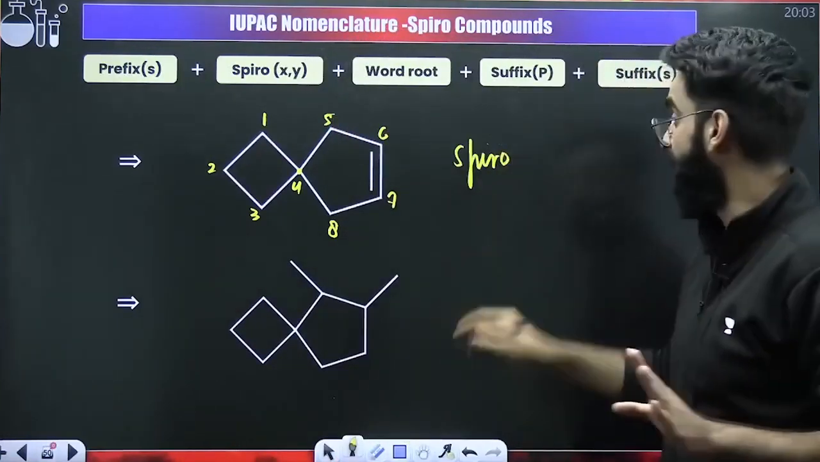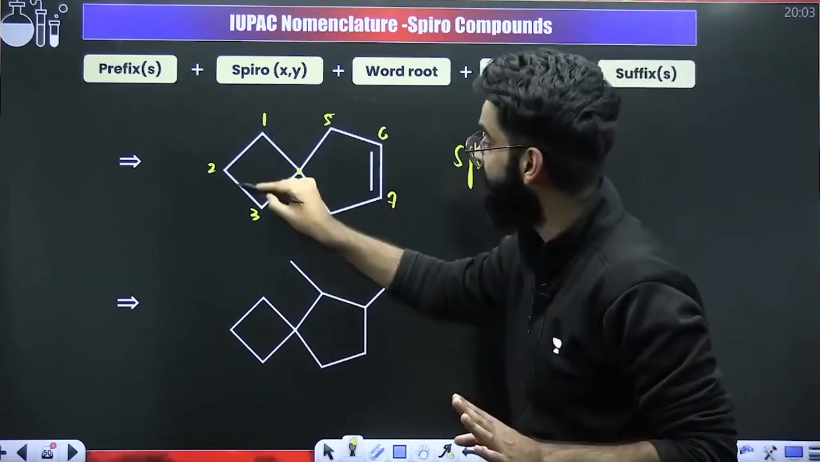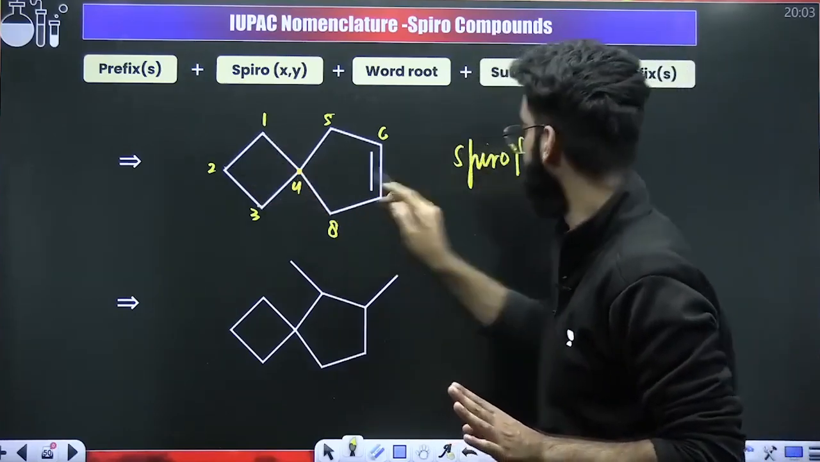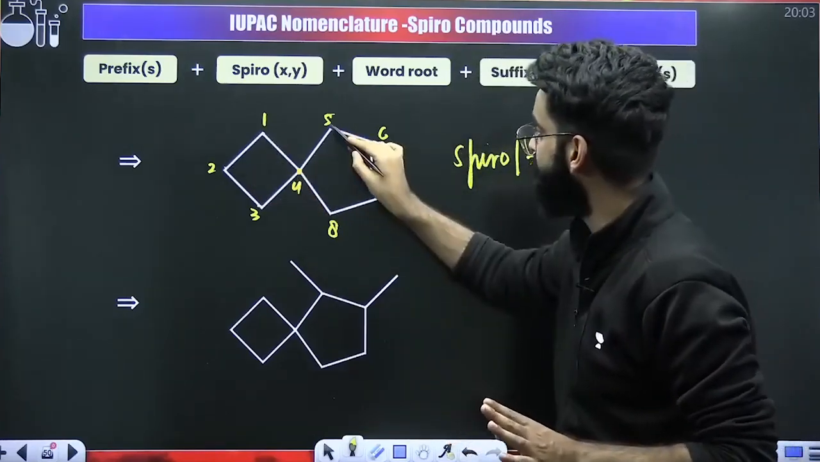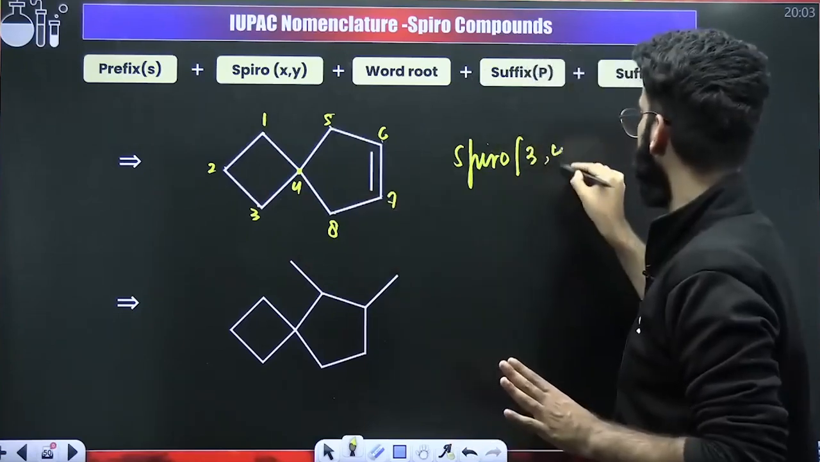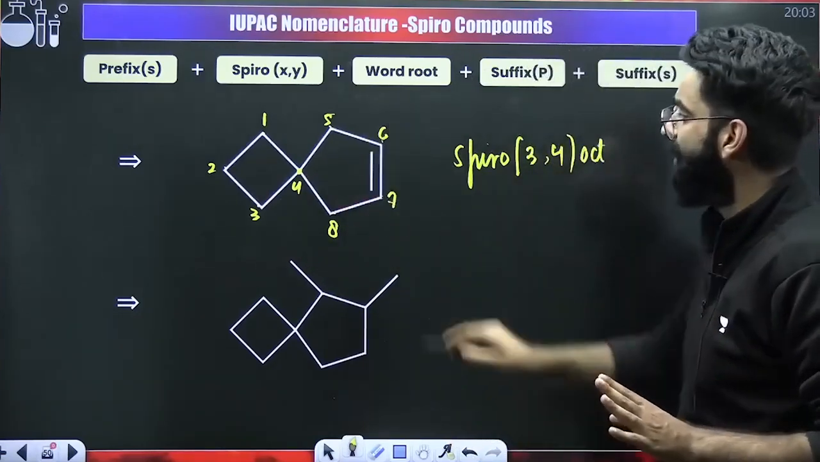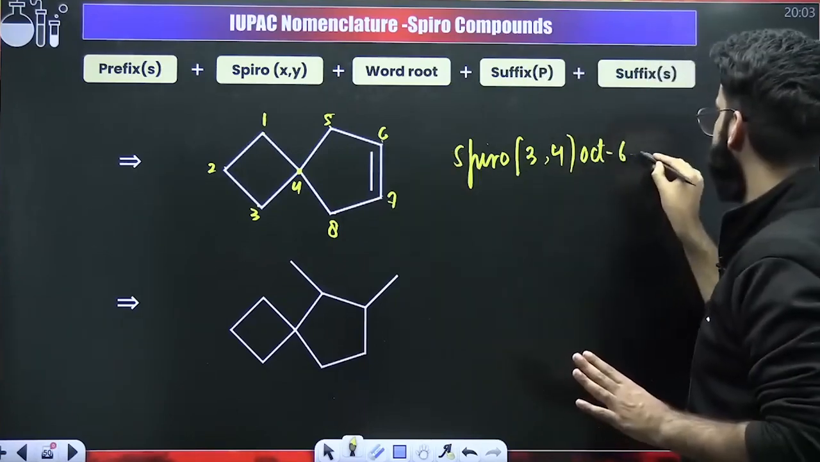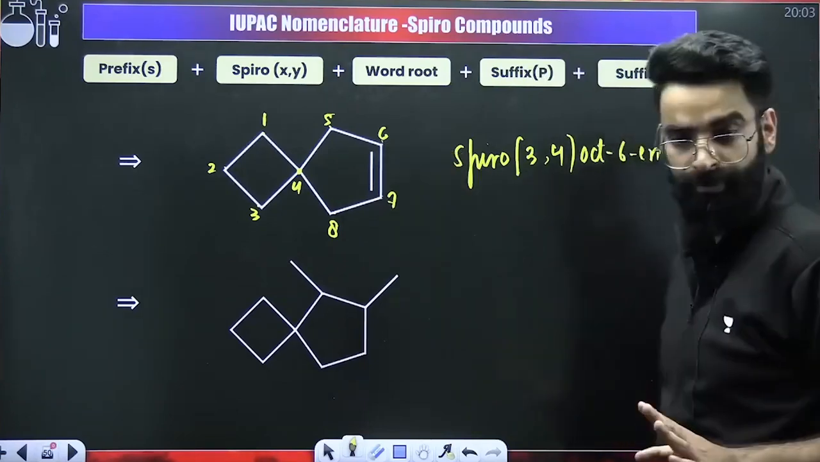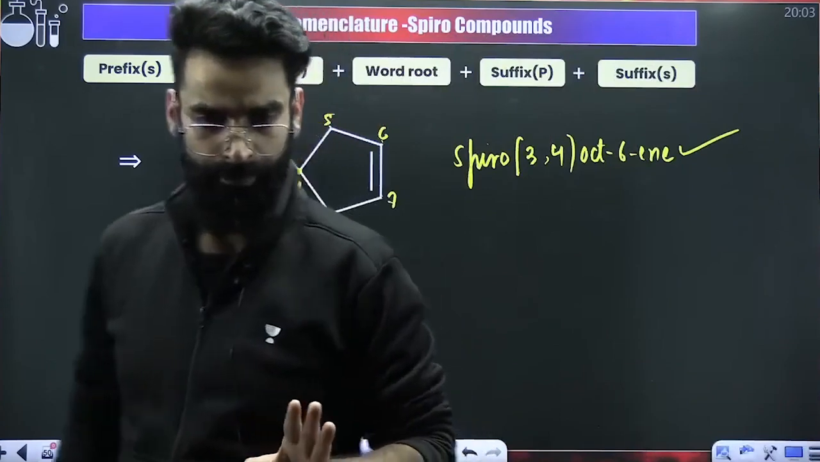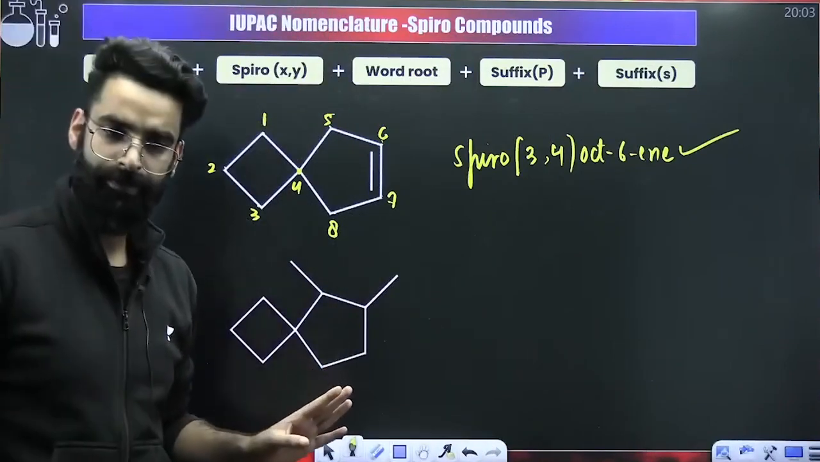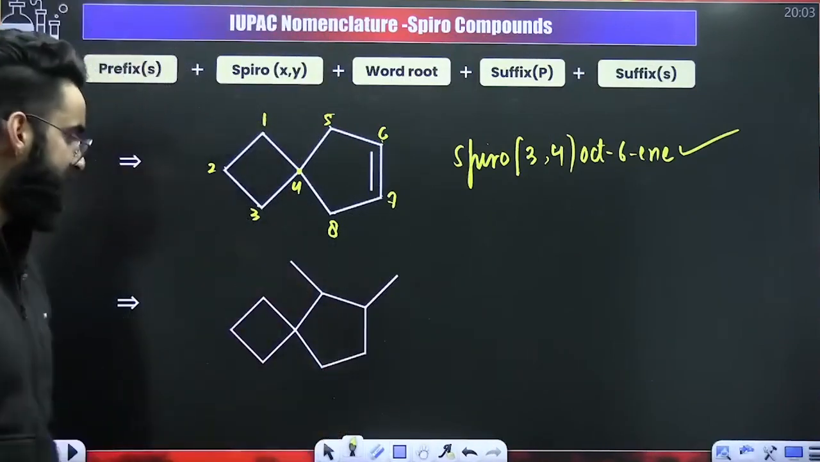I'll be starting with the term Spiro. Now, people, in the smaller size ring, how many atoms? 1, 2, 3. 3 carbon atoms, comma. Larger size ring, 1, 2, 3, 4. 3, 4. Perfect. In the main chain, how many carbon atoms? 8. So oct. There is a double bond here at 6. It's ene. Right, people?